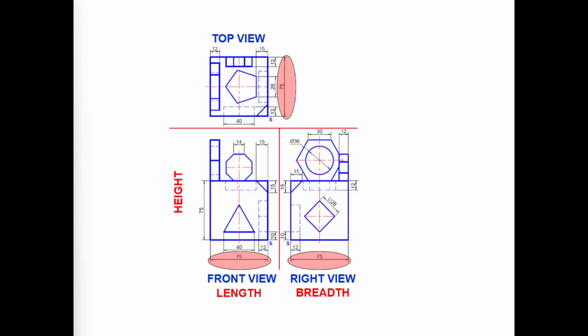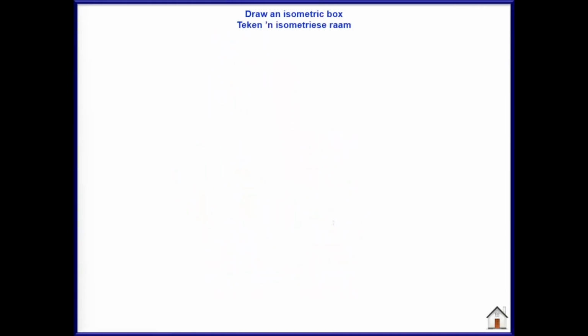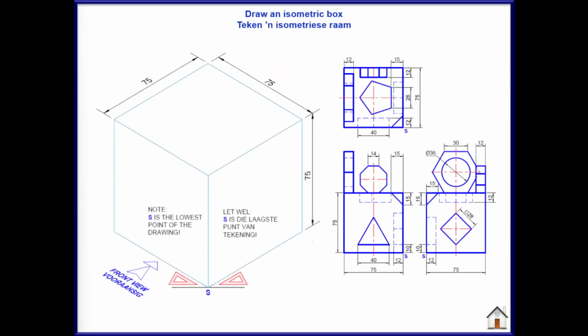Then my total height will be on the front view. But for this drawing, we're first going to start with the total height of the cube, which will be 75 millimeters as well. First, we need to draw an isometric box. Please take note that S is the lowest point of the drawing. So we will start with our total length of 75 millimeters.